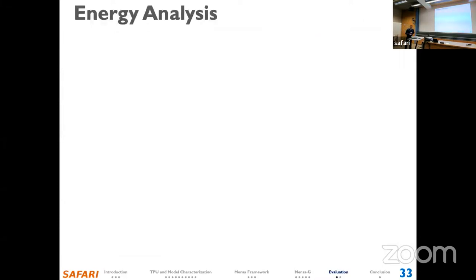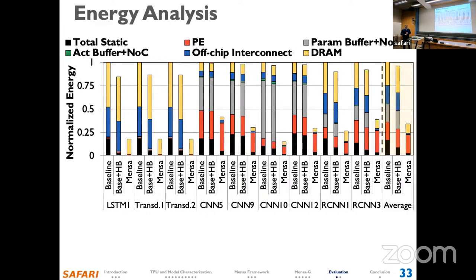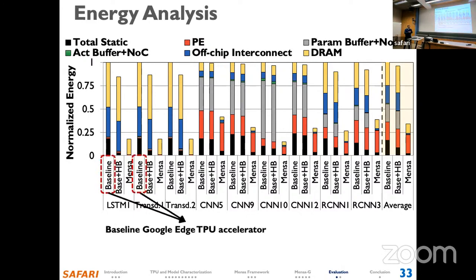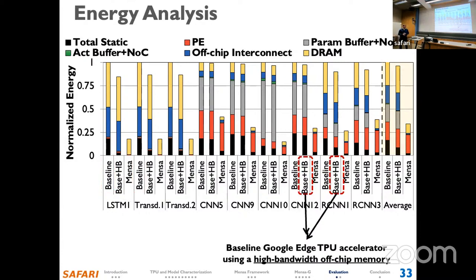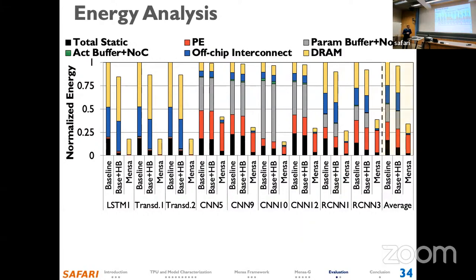So finally, we are heading to the evaluation. All of what we did was based on simulation in the internal simulator that was used inside Google. We compare our accelerator to the baseline TPU accelerator, the one that was presented in the background slides, the same baseline Google TPU accelerator now equipped with high-bandwidth off-chip memory, and also our Mensa accelerator. There is one data point that I removed here that is in the paper, which is a comparison of Mensa with a heterogeneous accelerator from prior work called Eyeriss version two.